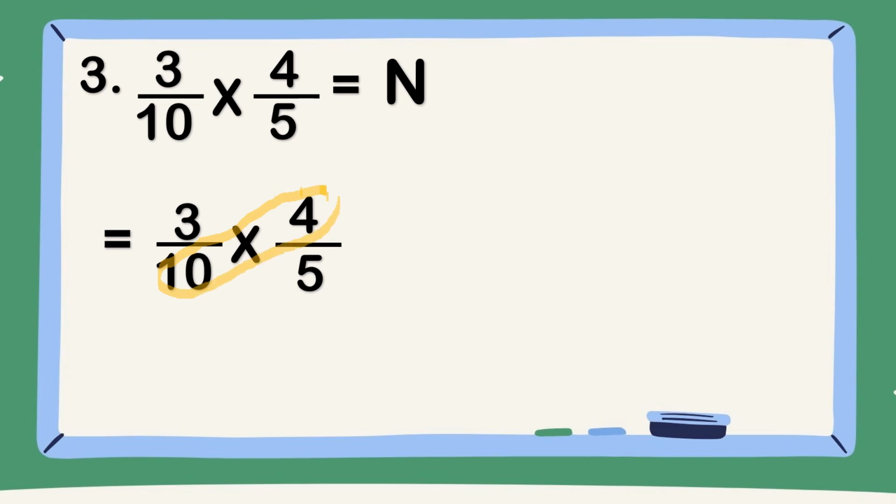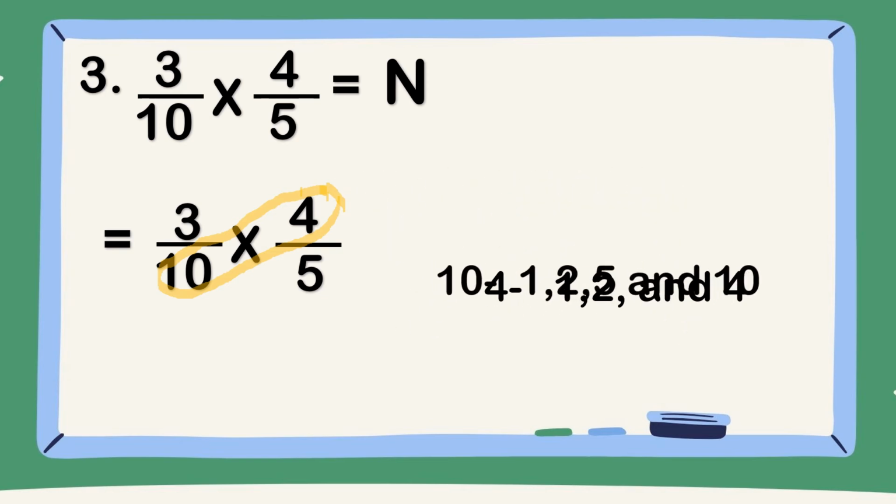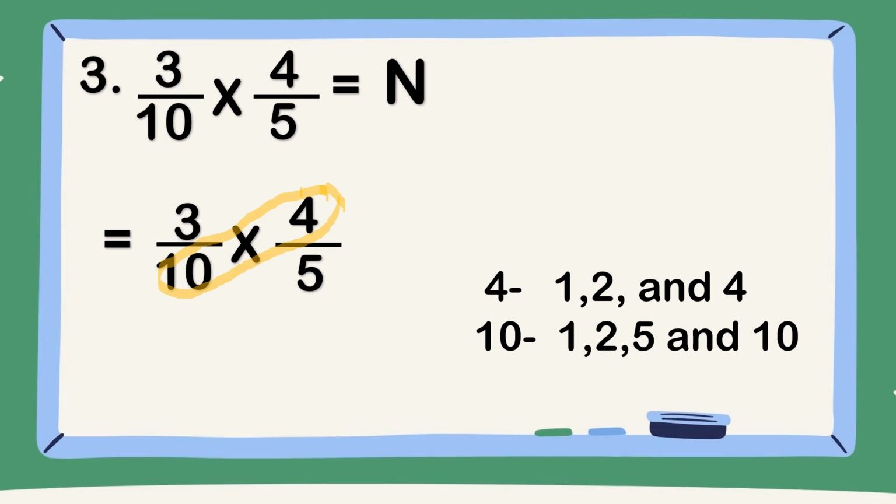Okay, children, let us look at the solution in number 3. 3/10 times 4/5 equals n. As we can see in this example, there is a common factor of 4 and 10. So we can use here the cancellation method. We will write all the factors of 4 and 10. So what are the factors of 4? The factors of 4 are 1, 2, and 4. And how about 10? The factors of 10 are 1, 2, 5, and 10. So the common factor here is 2.